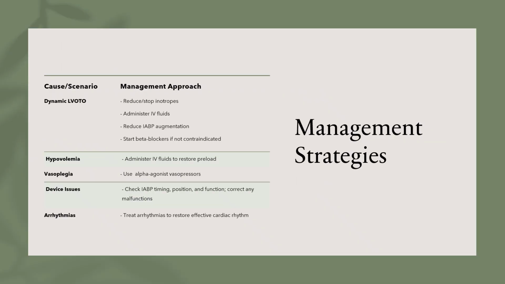Management strategy: if the patient has dynamic left ventricular outflow obstruction, reduce or stop inotropes as we can, give fluid, reduce the intra-aortic balloon pump augmentation, and start a beta blocker if not contraindicated. If the patient is hypovolemic, we can give IV fluid to restore the preload. For vasoplegia, we can use alpha agonist vasopressors. If we have a device issue like timing, position, or function, all of these should be corrected by troubleshooting. Arrhythmia should be treated to restore an effective cardiac rhythm.